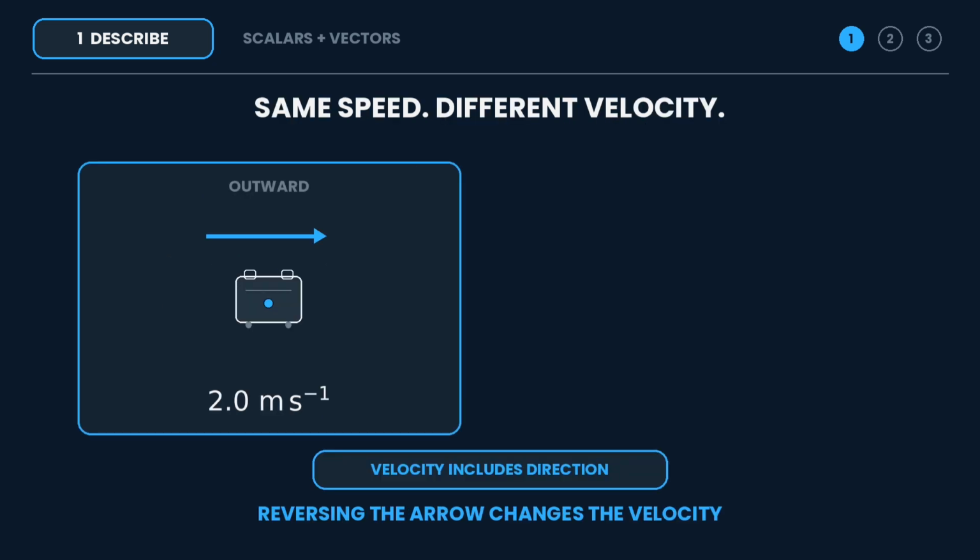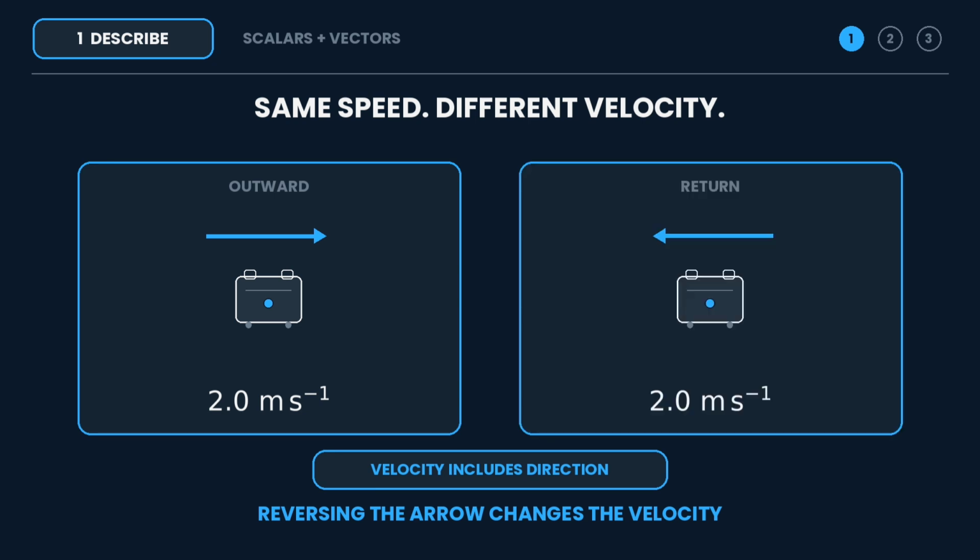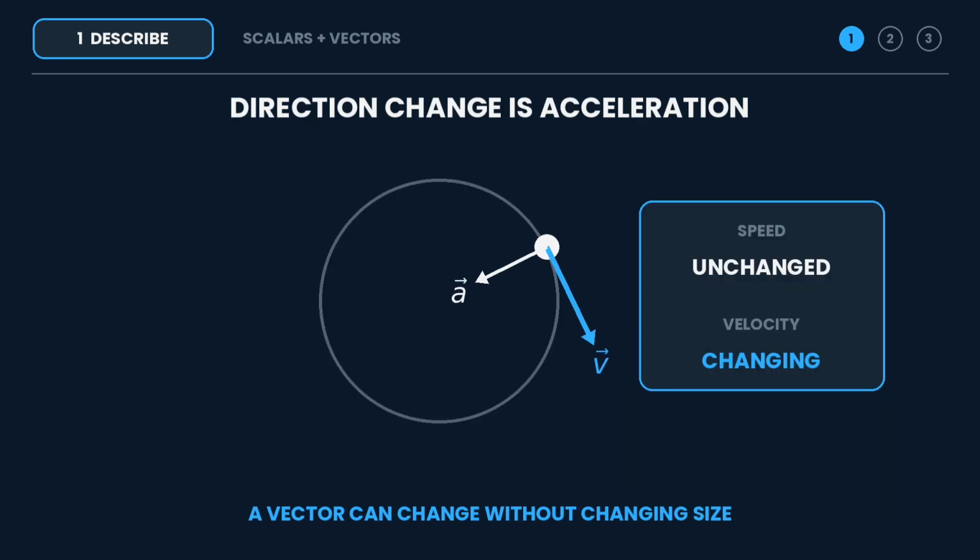The same distinction separates speed from velocity. The case moves east at 2 meters per second on the outward leg, and west at 2 meters per second on the return. The speeds are equal, but the velocities are different because their directions are different. Any change in velocity means there's an acceleration, and that includes a change of direction.